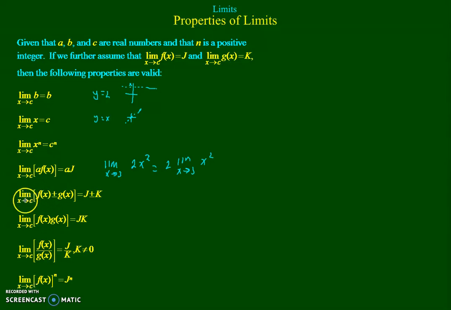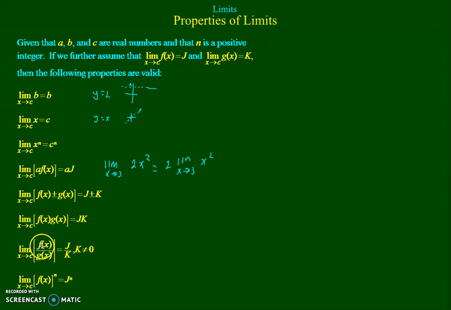So if the limit as x approaches c of f of x is j, which we set up here, and the limit as x approaches c of g of x is k, which we set here, then we know that the limit of f of x plus g of x is j plus k, this limit plus this limit. And the same is true for the products. So the limit of a product of two functions is the product of their limits. Same thing is true for their quotients.